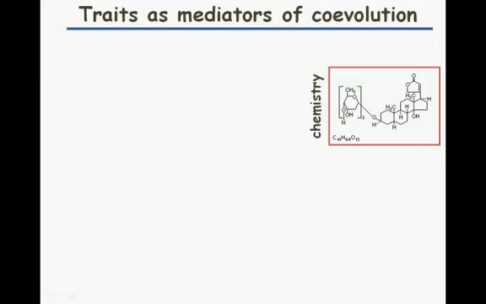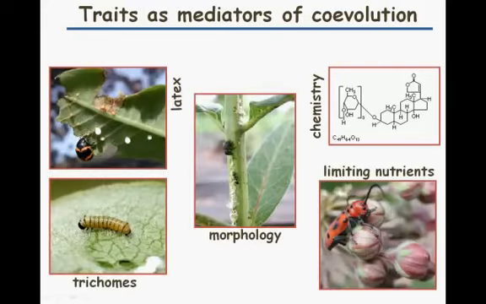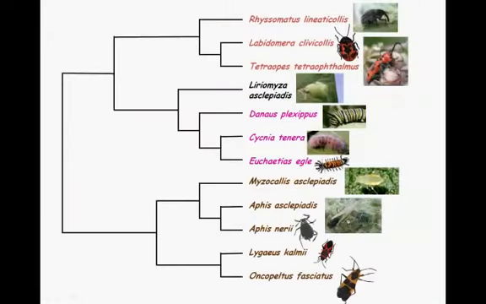But there are many other traits which may be important mediators of coevolutionary interactions besides chemistry. We've already talked about the latex. Here's a different feeder of milkweeds that, again, is clipping the veins in a different way and then feeding on tissues that are distal. There are trichomes, leaf hairs, on the plants. This monarch caterpillar is shaving a bed of leaves before it sinks its mandibles into the leaf. And there are various other things. There might be limiting nutrients or morphological attributes of the plant that may serve as important mediators of evolution.